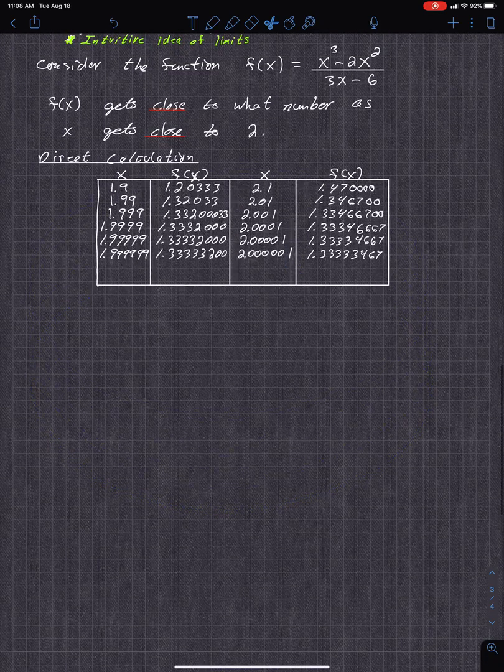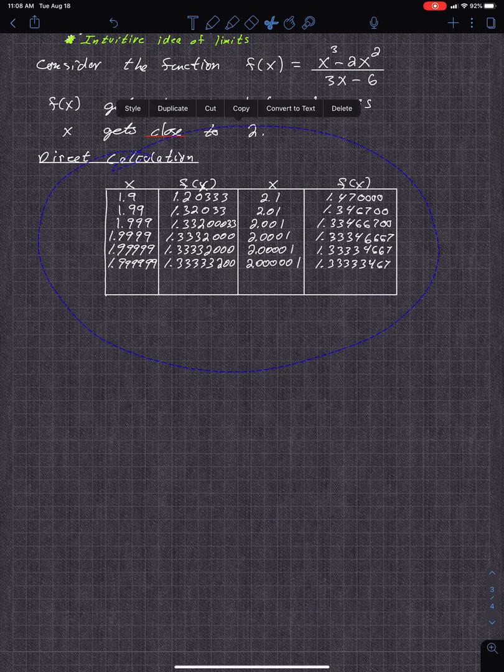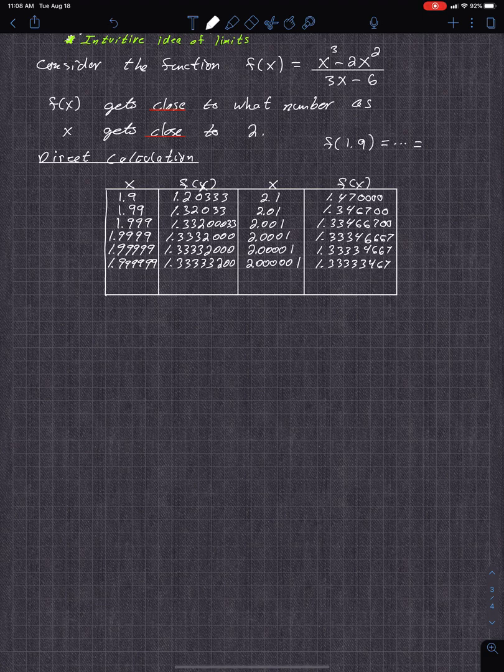Okay, so pause the video and write this table out. If you're willing, actually substitute in the values of the function. You're going to do f of 1.9, do your calculation, and you'll get 1.20333, etc. So you do all those, and you get this table. As you're substituting the values, you're getting these values out, 1.3, and this looks like it's 1.3 repeating.